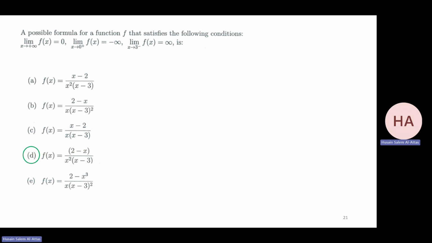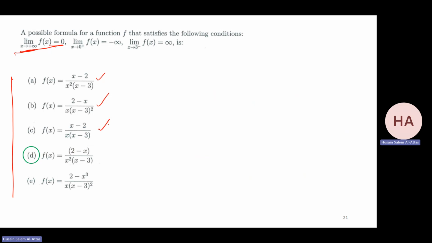This question: a possible formula for a function that satisfies the following conditions. He gave you some information and 5 functions. You can solve it by deletion, by deleting the wrong answers. For example, when I say the limit as x goes to infinity is equal to 0, that means all of these are rational functions, polynomial over polynomial. That means the degree of the numerator is less than the degree of the denominator. It's correct here.